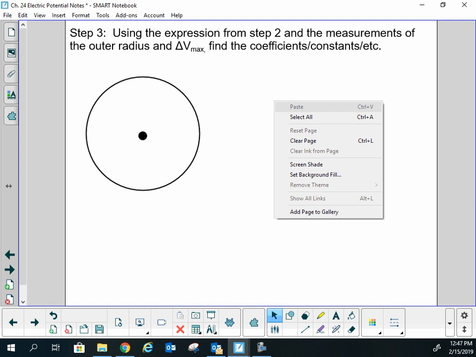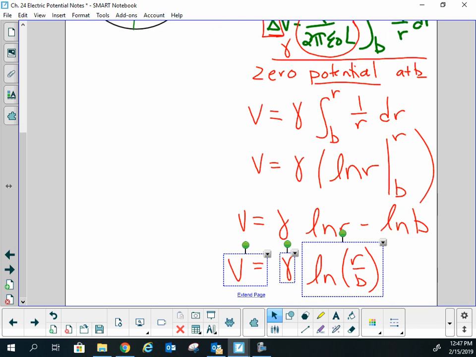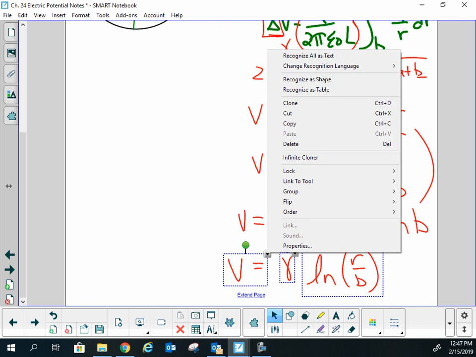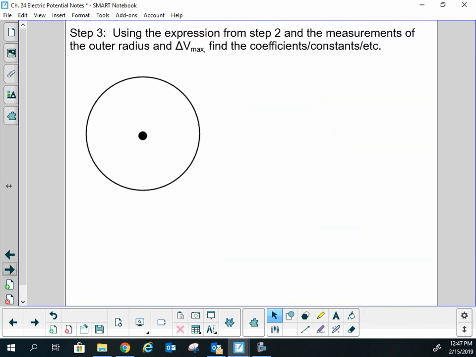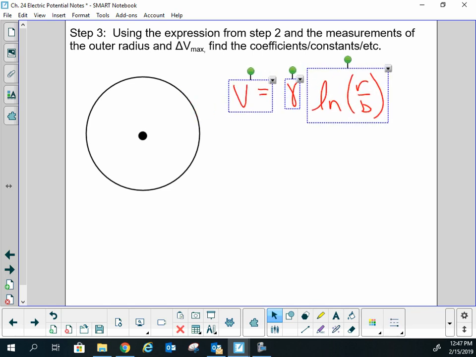Why didn't that work? I really seriously thought I copied that. Copy. Paste. Yay! Move that a little bit over there.